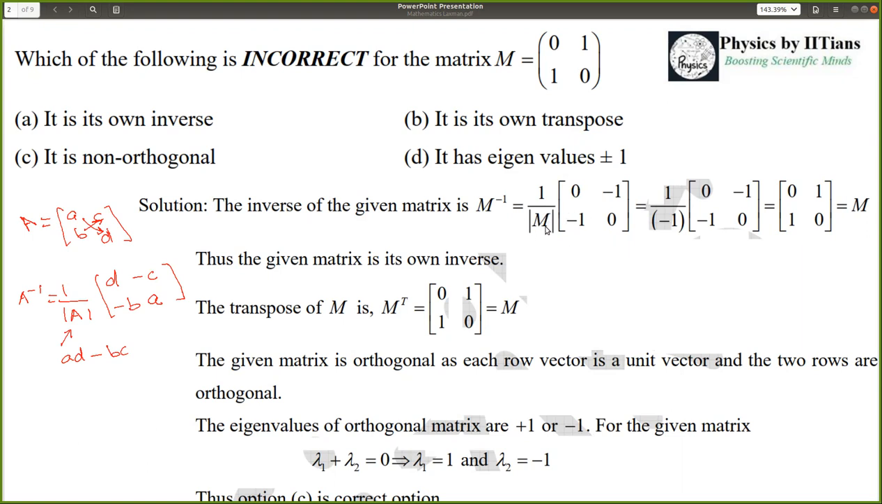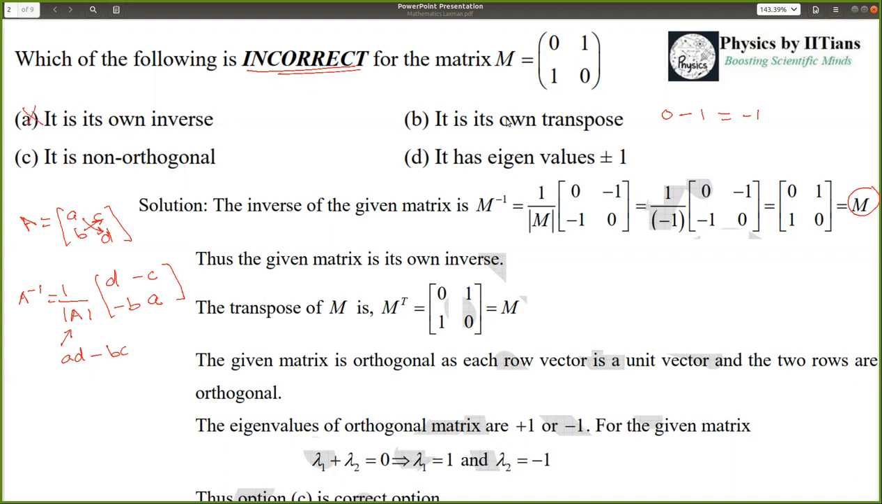The determinant you can easily find by multiplying these two elements, this is 0, minus multiplying these two elements, this is 1. So it is minus 1 only. So the determinant is minus 1 and the matrix is 0, minus 1, minus 1, 0. So the inverse will be 0, 1, 1, 0, that is exactly equal to the original matrix M. So the first option is correct, but you have been asked to find the incorrect option. So this will not be your answer.